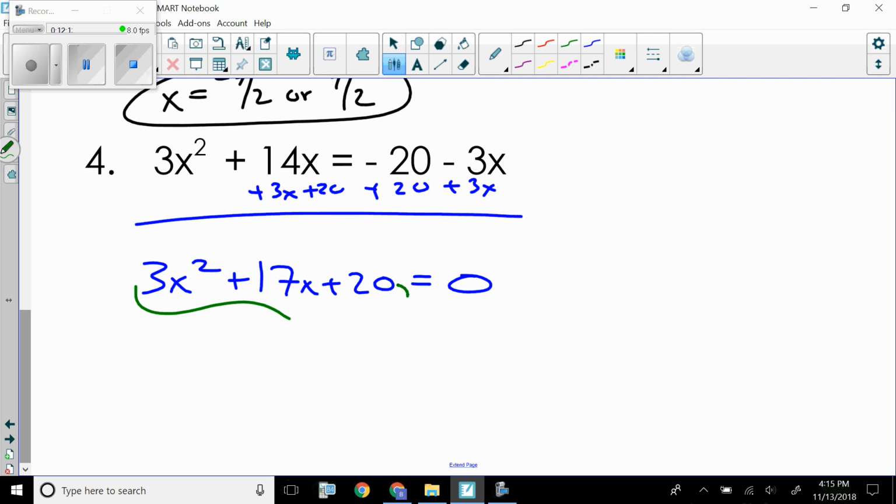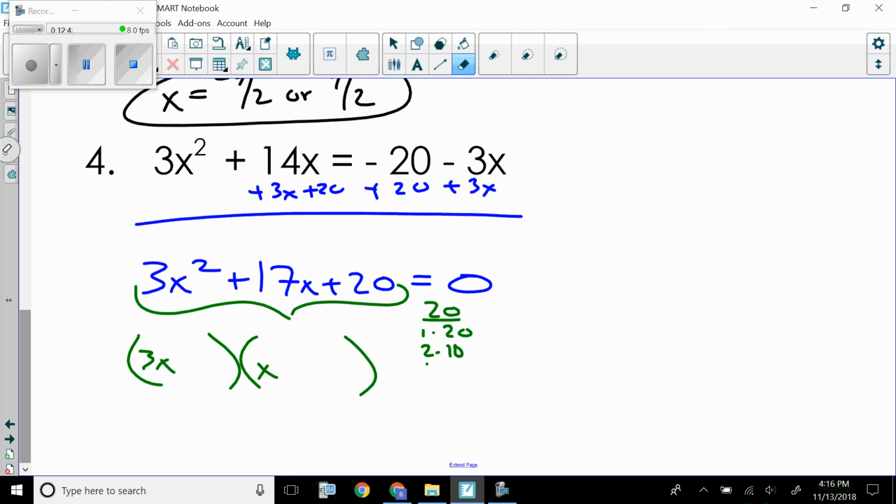Then I need to factor this thing out. Well, I know that this is the guess and check. So this is 3x and an x. Then I'm thinking about factors of 20 that I'd like to use. Well, I know that they're going to have to add up to 17. So I want to be slightly below before I get there. Well, what are the factors of 20? Well, factors of 20 would be 1 and 20, 2 and 10, 3 and, no, 3 doesn't go in there. So what, 4 and 5?